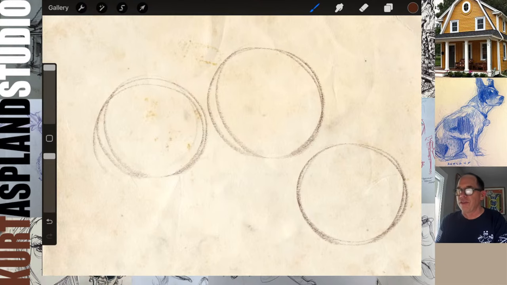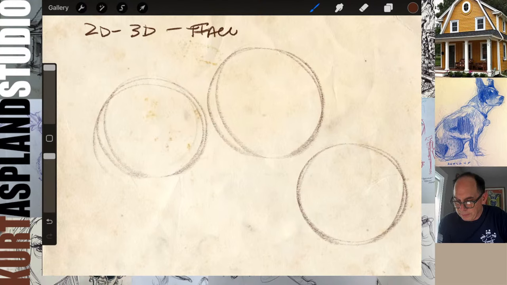In your picture in front of you, I've got three different spheres. Usually when I approach the head, the first thing I'm looking to determine is the 2D axis, the 3D axis, and the tilt of the head, and then of course the face placement. So let's look at this first one. Let's call these A, B, and C.